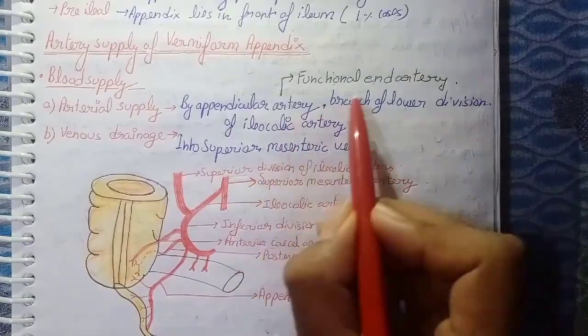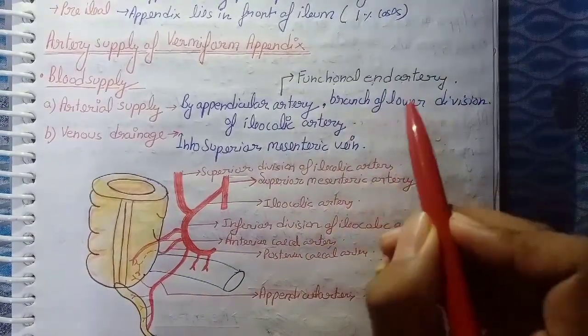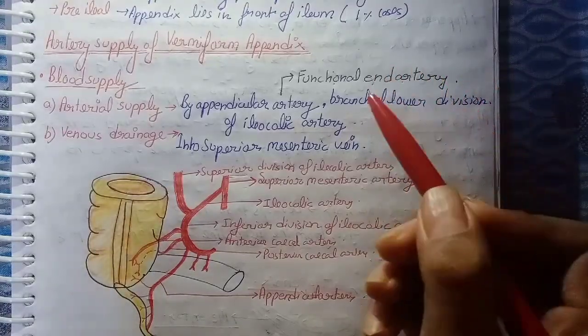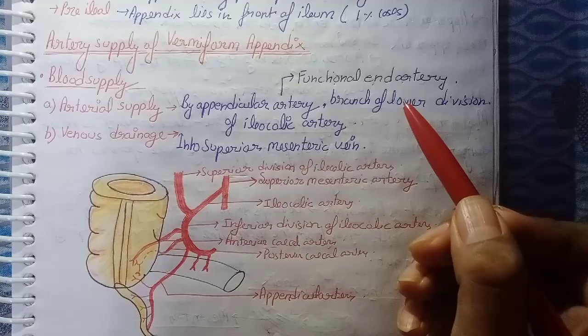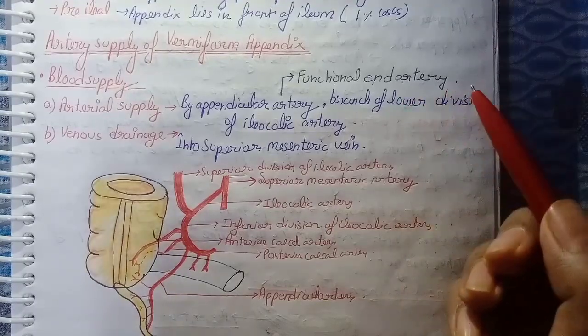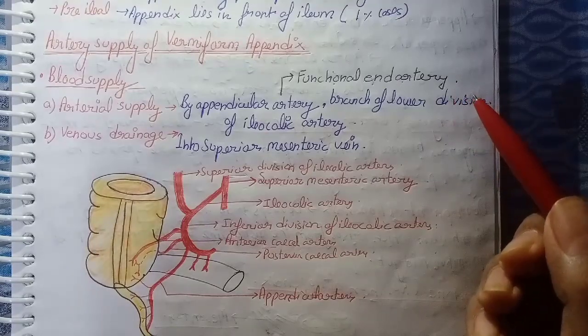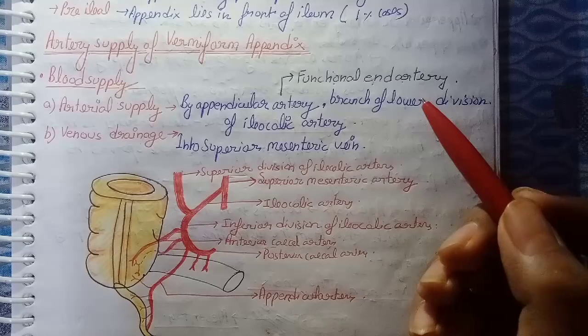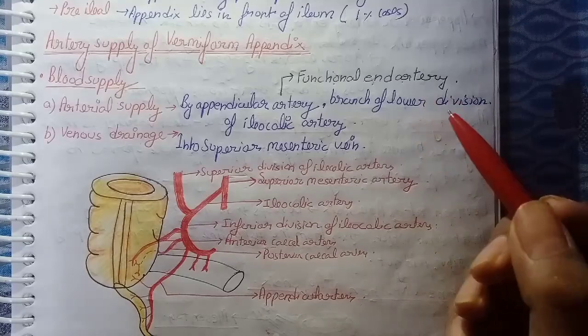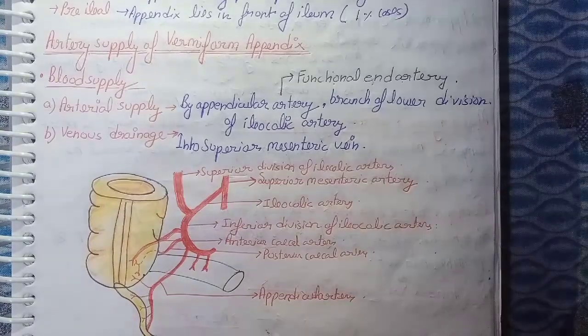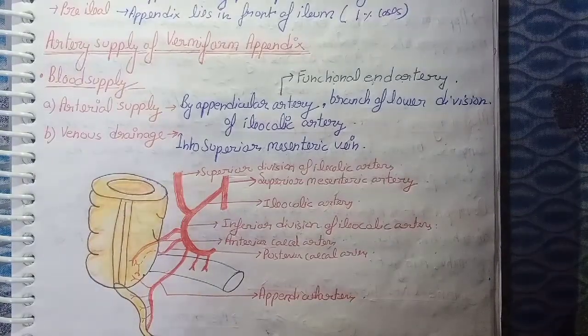Now what do you mean by end artery? The artery which has no precapillary anastomosis is called end artery. The central artery of the retina is called a true end artery. It is an example of true end artery. Coronary artery is a functional end artery, because it has anastomosis. When the main branch is blocked, they won't be able to maintain the collateral anastomosis, so that's why it is also called the functional end artery.